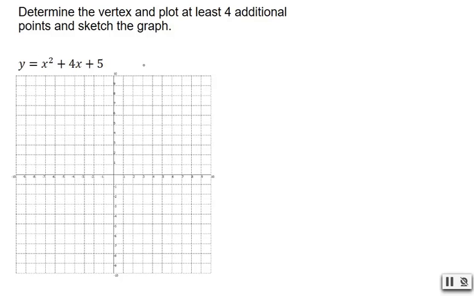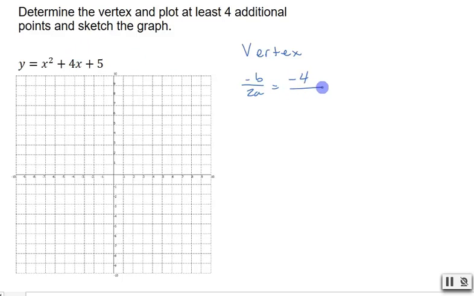So let's try graphing one of these. Here we want to find the vertex and plot at least 4 additional points and then sketch the graph. Probably sketch the graph as we go. The vertex, first we want to start out by finding negative b over 2a. This will be the opposite of 4 over 2 times a. A is 1. And so that's a negative 2. So my vertex has an x of negative 2.